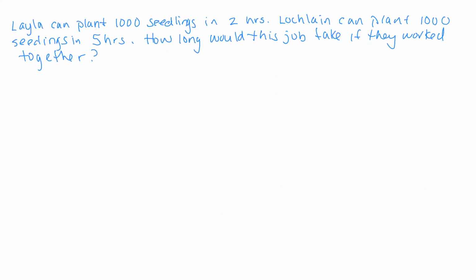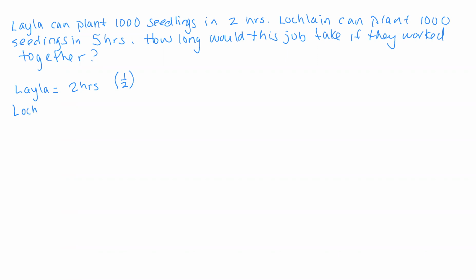Okay, so for our first example, we have that Layla can plant 1,000 seedlings in 2 hours. Lachlan, on the other hand, can plant 1,000 seedlings in 5 hours. How long would this job take if they worked together? Well, let's see what we have here. We know it takes Layla 2 hours. So that would mean that 1/2 of the job would be complete in 1 hour.